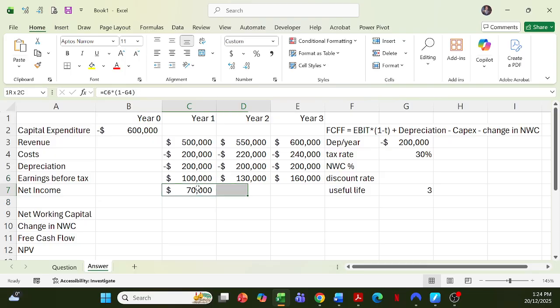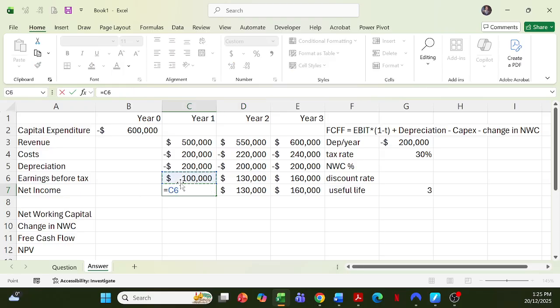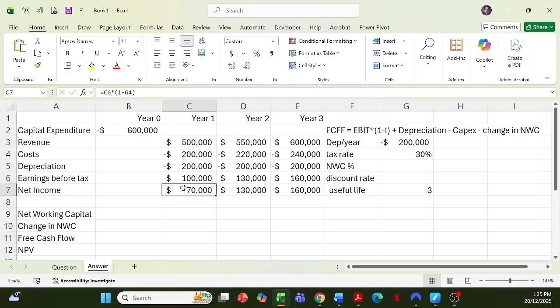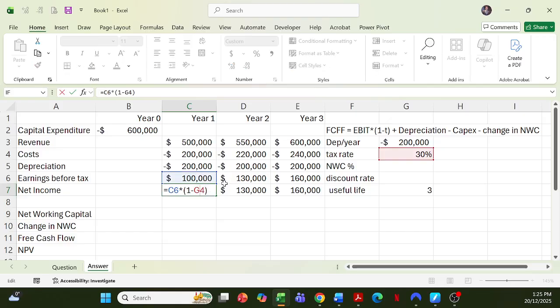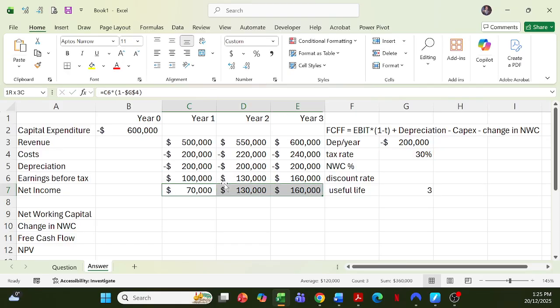So we get after-tax income of, let me just redo this, earnings before tax into 1 minus the tax rate. Let me make this an absolute reference. Okay, so these are our net income for the next 3 years.